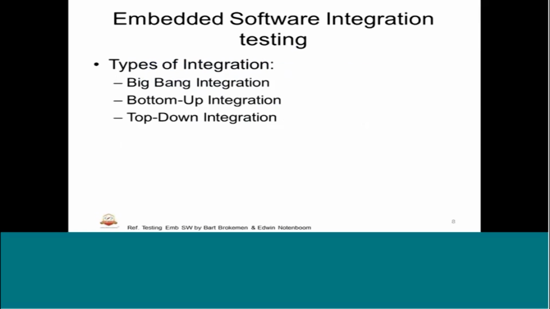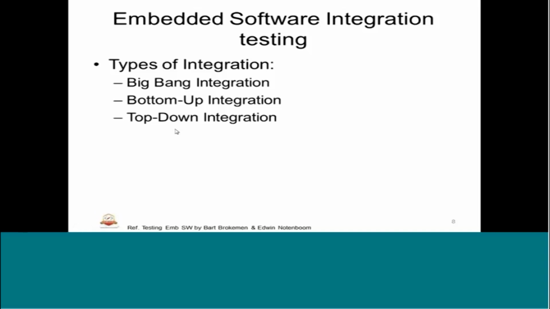Okay, so now testing types. We have seen the levels like hardware software, and system software integration. How we can achieve those, and what are the types that we have, and we can pick up any of this or both of this or all of this depending on the complexity of the embedded software system. But all of these have their own advantages and disadvantages. The first one is the big bang integration. The next one is the bottom up integration, and the last one is the top down integration.